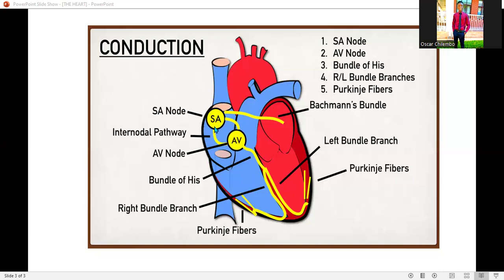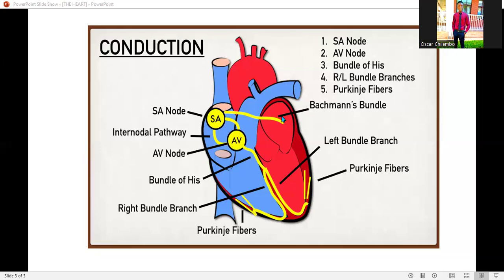From the SA node, it gets distributed to the AV node using the internodal pathway. The internodal pathway is responsible for transmitting the electrical impulse from the SA node to the AV node. But there's something unique again. There is a direct connection using Bachmann's bundle, which transmits electrical impulse from the SA node directly to the left atrium. Remember, both atria need to contract, so they need this electrical impulse for depolarization.